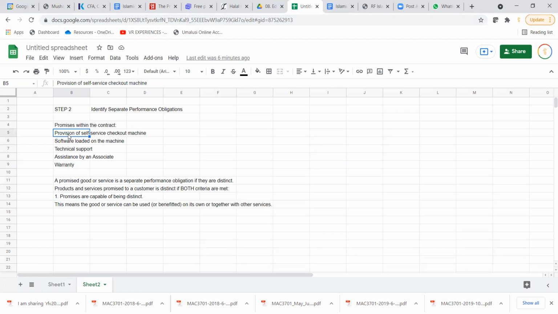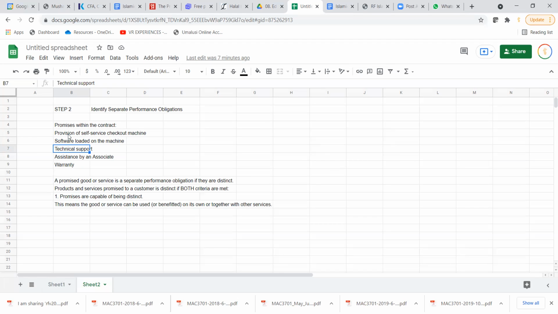Okay, so the sale of the self-service checkout can be sold separately. So therefore, it meets point number 1. The software is sold separately, so therefore, it meets point number 1. Technical support is sold separately, so therefore, it meets point number 1, capable of being distinct. Okay, so that's important to understand.